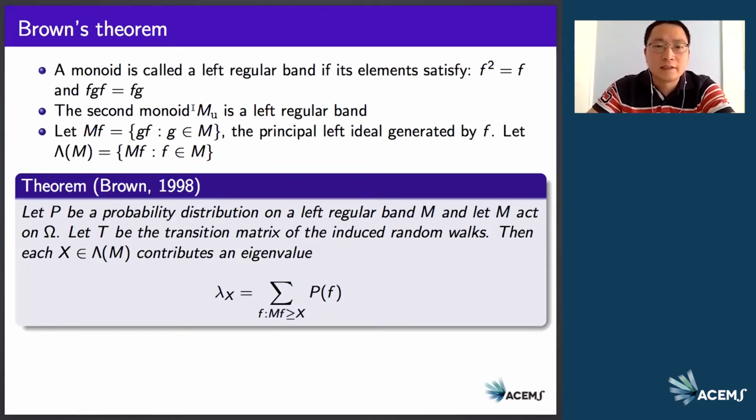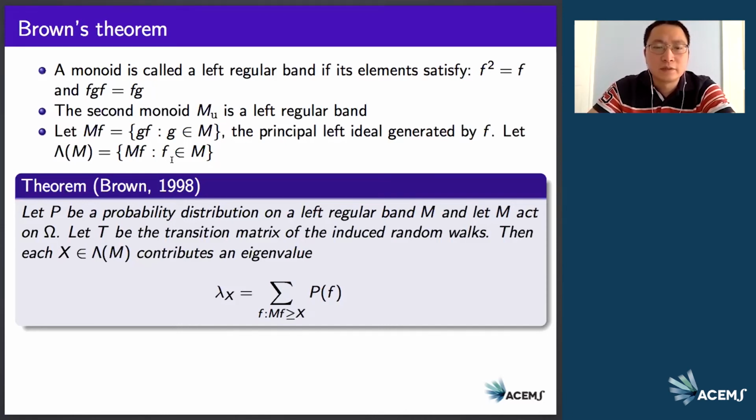And you can easily check the second monoid mu is a left regular band. Just updating one, not the first monoid which flips. The first one is not a left regular band, but the second one is. So if it is a left regular band, then let's define this MF to be the set of elements in the monoid times F, and we call it the principal left ideal generated by F, and we let lambda M be the set of these ideals.